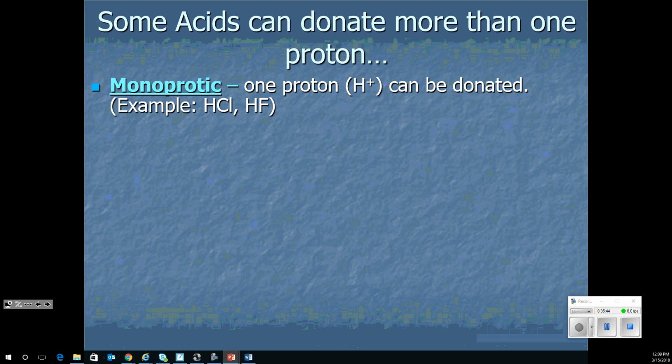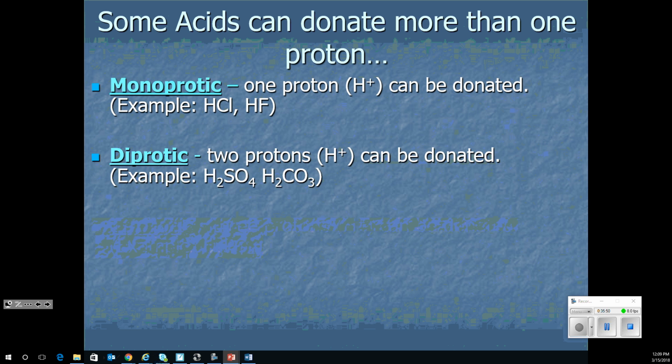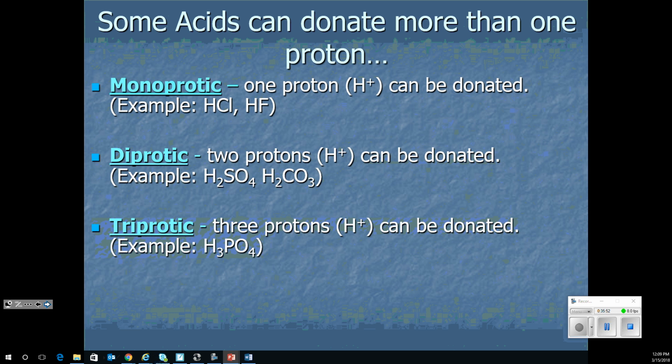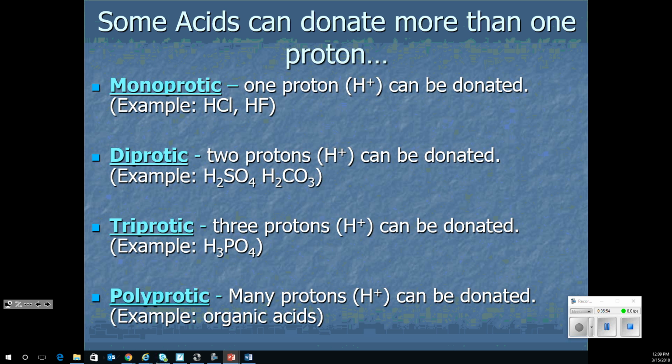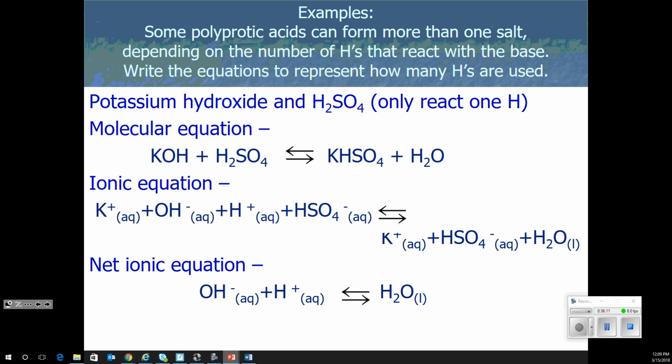Some acids donate more than 1 proton. If it only donates 1, it's called monoprotic. If it donates 2, it's diprotic. If it donates 3, it's triprotic. If it donates more, it's called polyprotic. We have a lot of organic acids that are polyprotic, that can donate more than 1. And that hint right there is just in the first part of it. Protic is just proton.